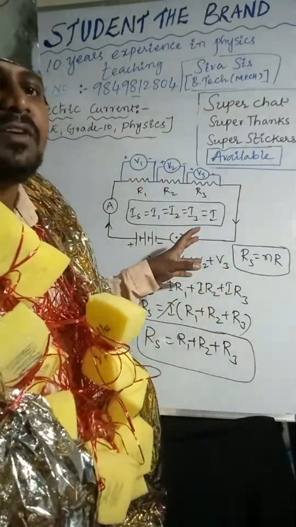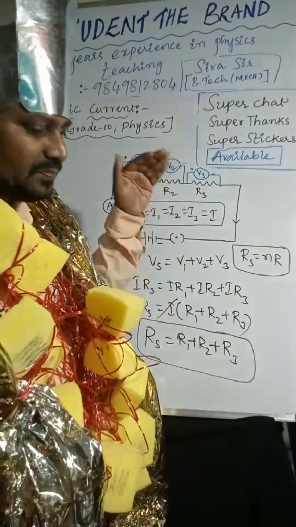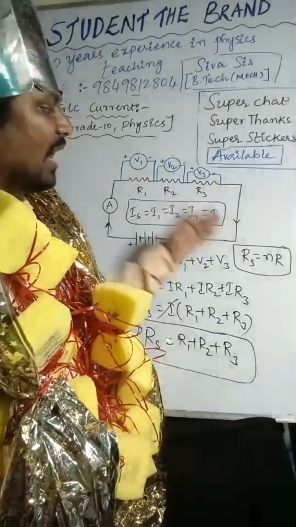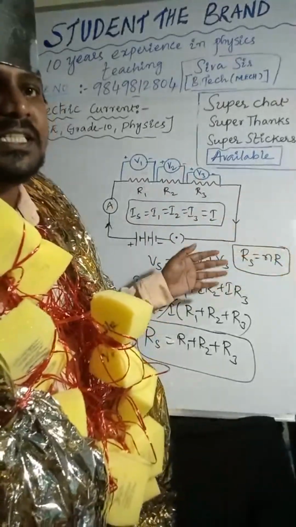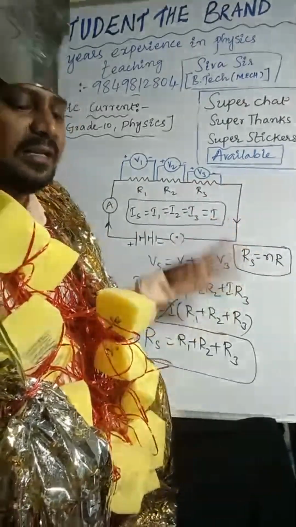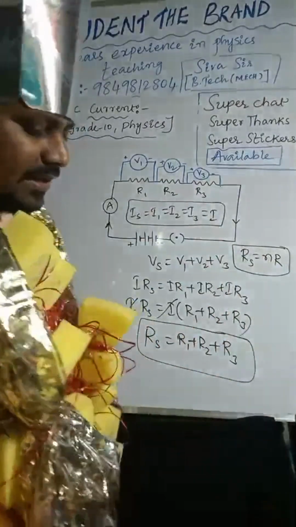If n number of resistors are connected in series combination, Rs equals nR. So this is about resistors connected in series combination.